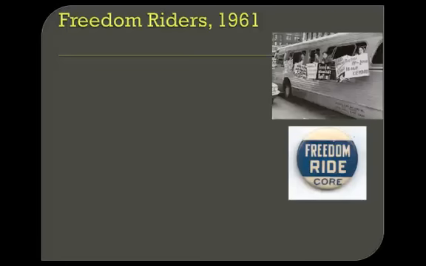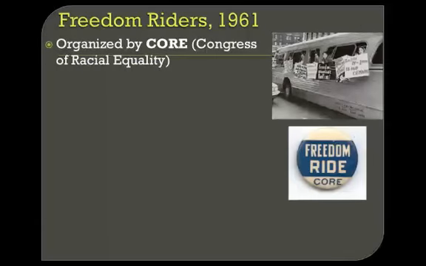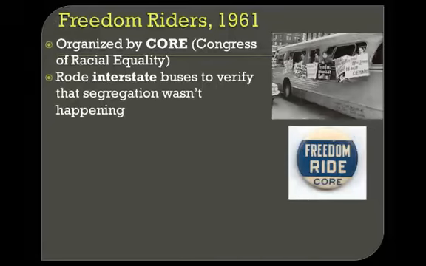So to prove and draw attention to the fact that despite this federal decision, many states still had segregated bus terminals, a group organized by CORE, another acronym you need to remember, the Congress of Racial Equality, boarded 2 buses from Washington, D.C., and they were going to ride them down into the South, I think, to Jackson, Mississippi. So they rode these interstate buses to verify that segregation was not happening. And of course, it was happening.